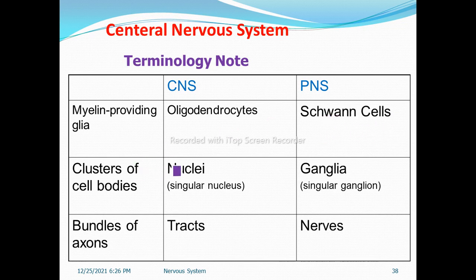The other is, clusters of cell bodies in the CNS are called nuclei, and clusters of cell bodies in the peripheral nervous system are called ganglia. And the bundle of axons in the CNS is a tract. The bundle of axons in the peripheral nervous system is said to be nerves. So axons in the central nervous system form a tract, and in the peripheral nervous system, a nerve. Cell bodies in the central nervous system form nuclei, and in the peripheral nervous system, ganglia.